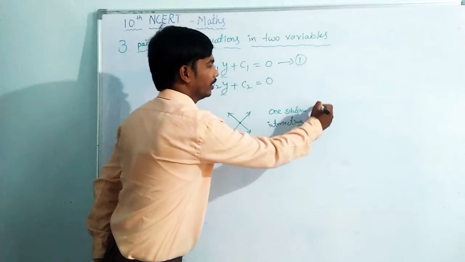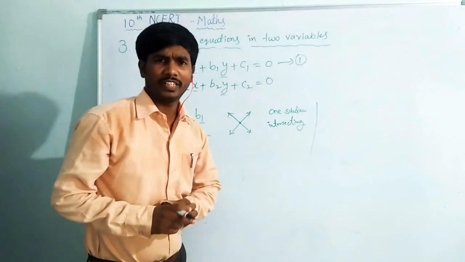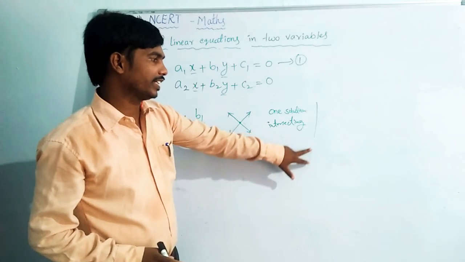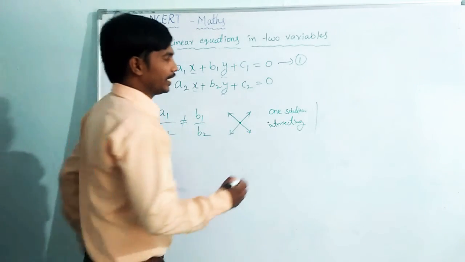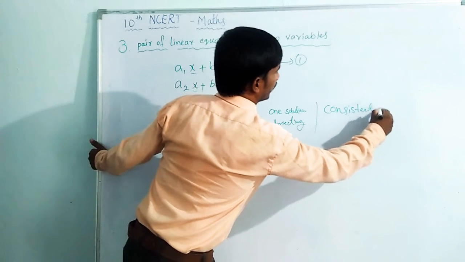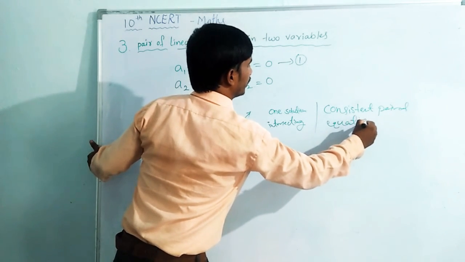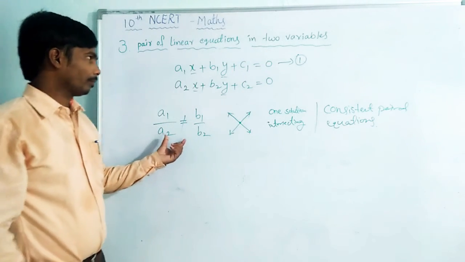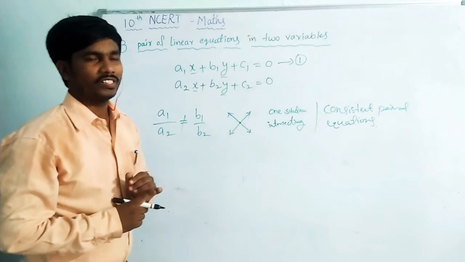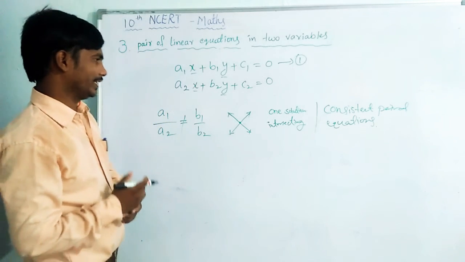One more point: if the pair of linear equations has one common solution, then the pair of linear equations is called a consistent pair of linear equations. Consistent pair of linear equations. If the pair of linear equations has one common solution, then the pair is called a consistent pair of linear equations.